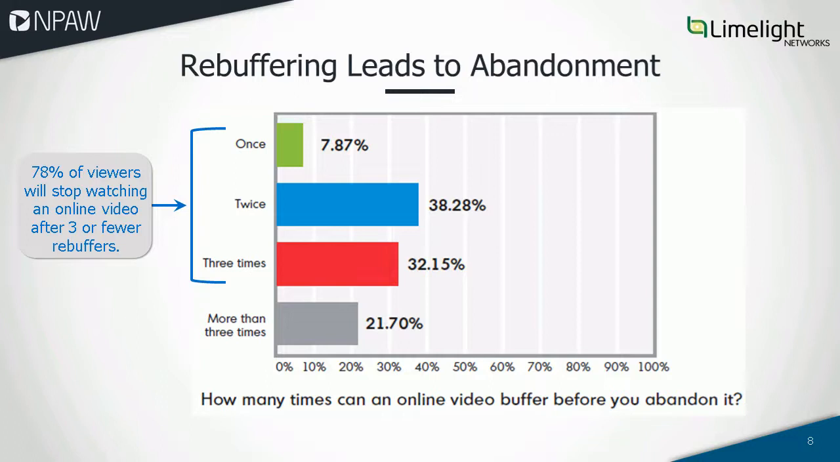Rebuffering leads to abandonment. So once, twice, shame on me. By the third time, if you get your third rebuffer, 78% of the audience, they're gone, and they're not coming back in. So that's one of the most important things you can deal with. A little bit of fuzzy picture once in a while, people will have some tolerance, but if you start rebuffering and the little wheel starts spinning, it's not going to take too much of that before you lose people.